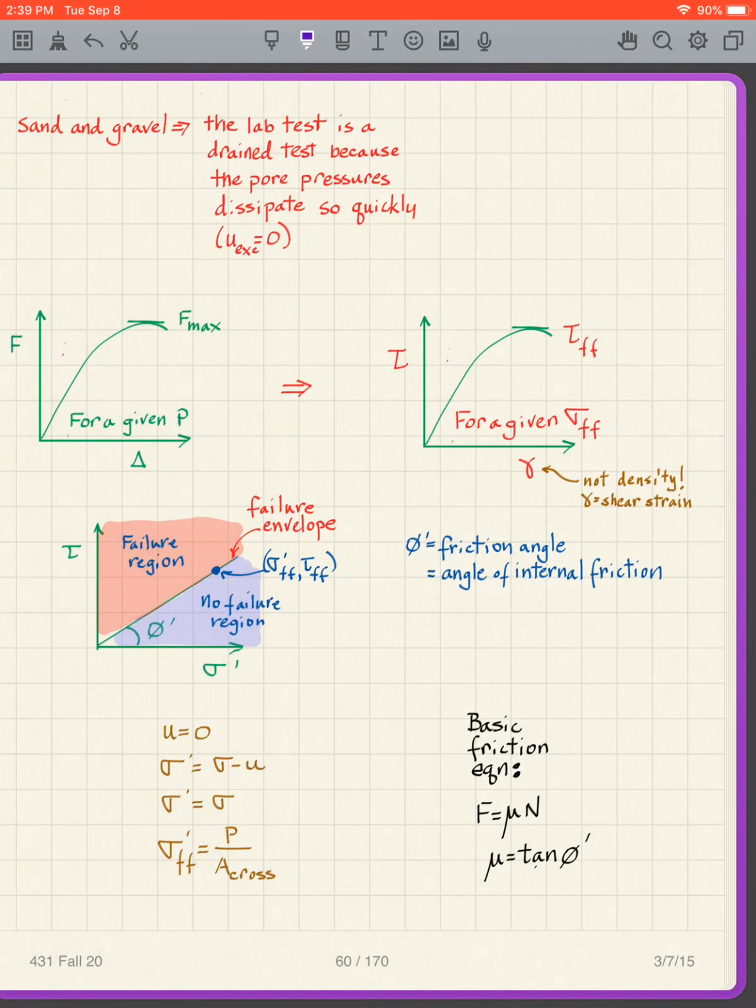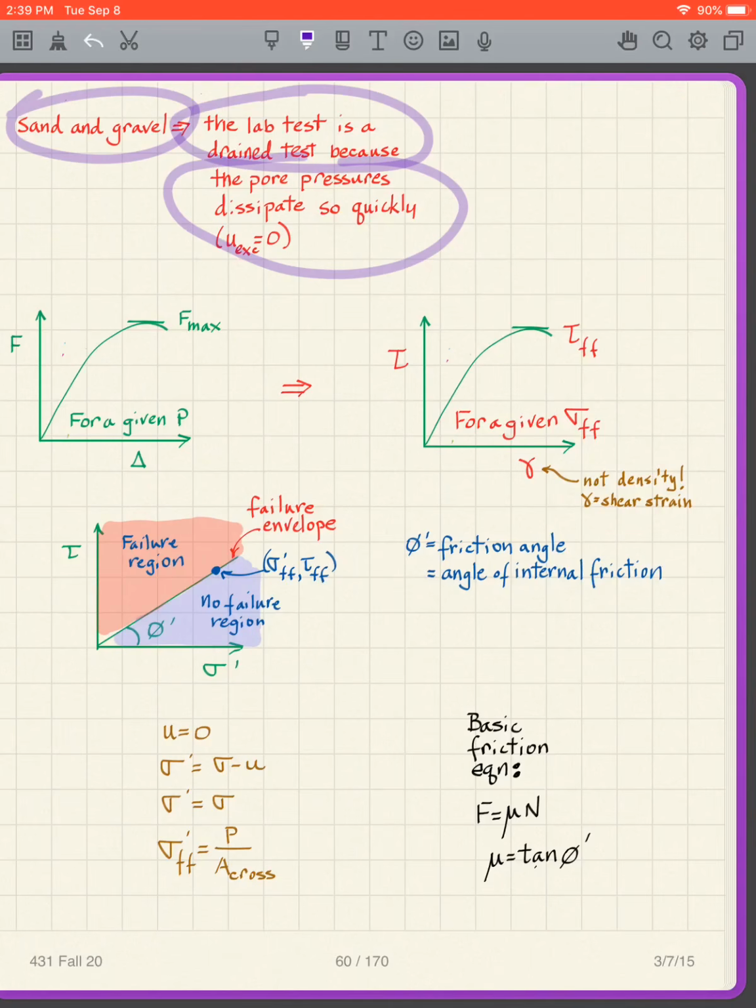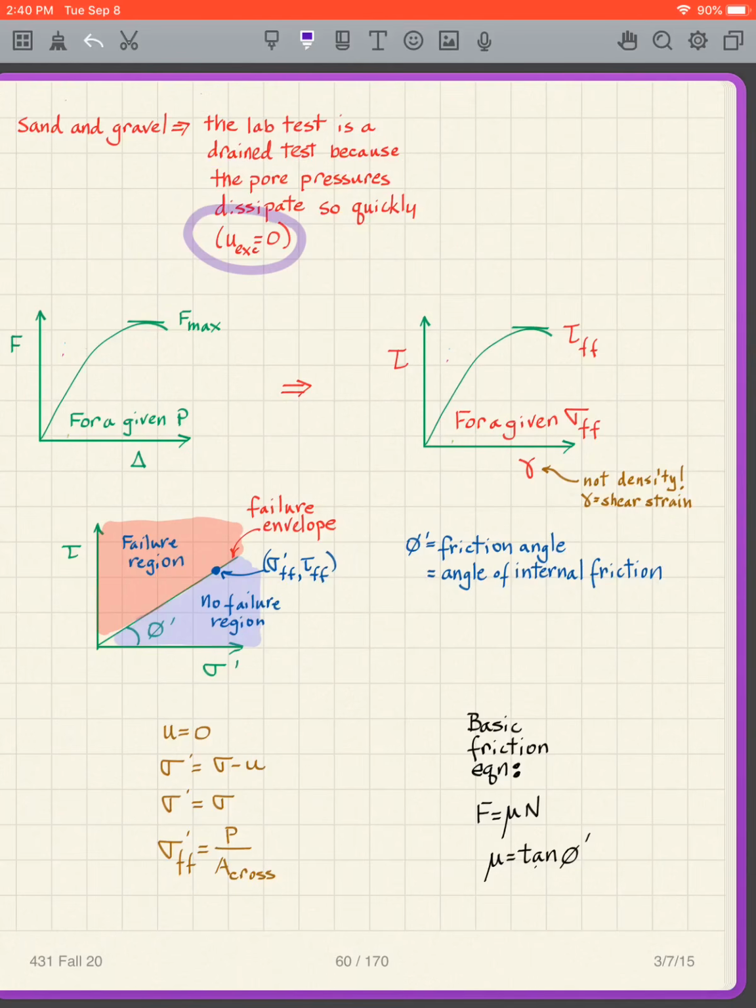And as we said, for sand and gravel, the lab test is a drained test because the pore pressures dissipate very quickly. And so we end up basically with a delta u equals 0 because as soon as we start to build up the excess pore pressures, they dissipate. So even if we're running a saturated sand, we're going to have delta u equals 0 simply because they dissipate so quickly. And like I say, we're not going to run an earthquake simulation on the sand or gravel. So sand and gravel become quite straightforward.